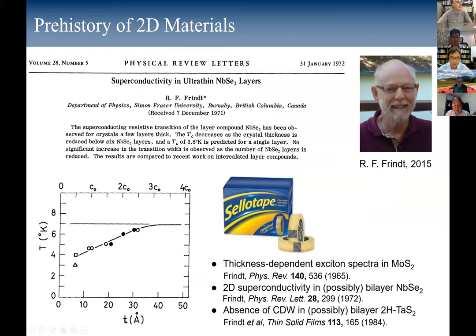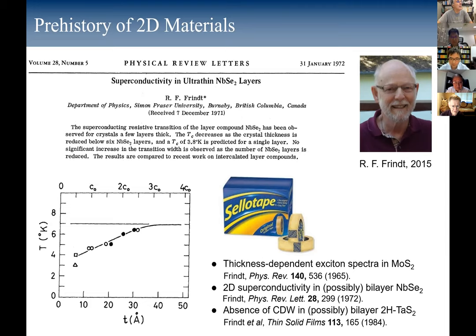a professor at Simon Fraser University in Canada, Professor Frindt, discovered that you can use a similar tape, a cello tape at the time, to peel layered materials such as niobium diselenide, down to possibly bilayer. And he discovered that the TC actually decreased as you thin it down to the few-layer limit. He worked on a few other materials and it worked equally well. But unfortunately, his discovery was largely forgotten in the 2D material community or in the condensed matter community.